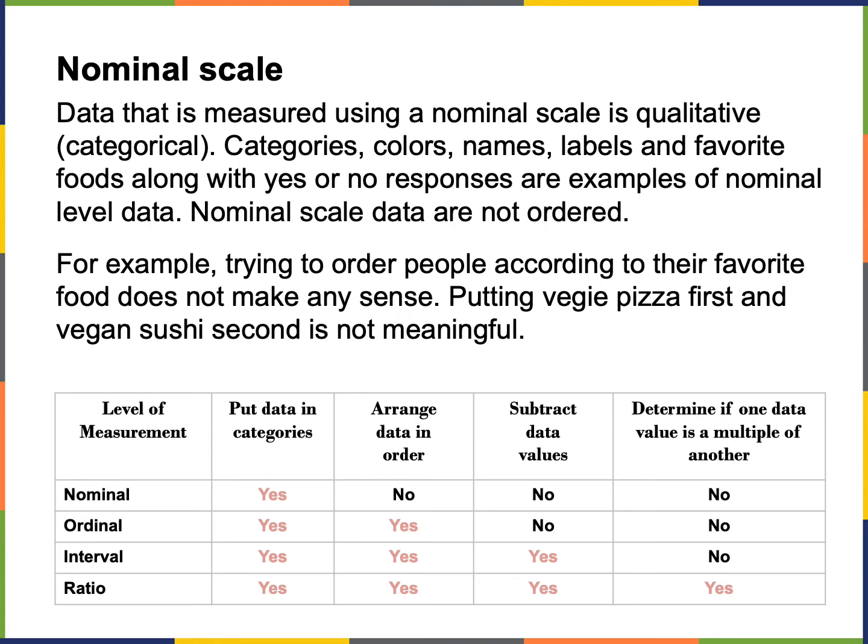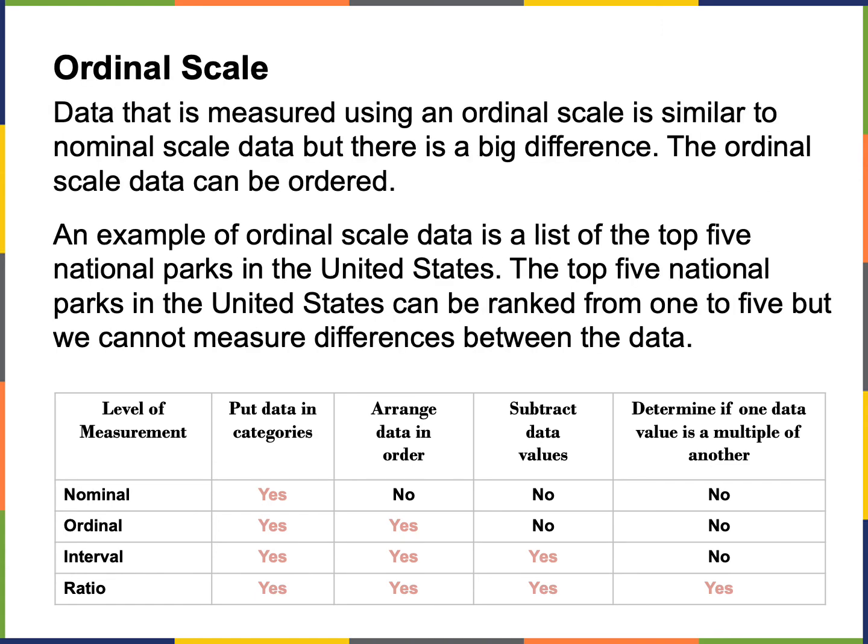It's not meaningful. So here's a helpful table, and it's going to follow us, and it talks about the different levels of measurement and what they do. Do they put data in categories? Do they arrange data in order? As you can see, nominal is basically just categorical. You can't subtract, and you can't determine if one is a multiple of the other.